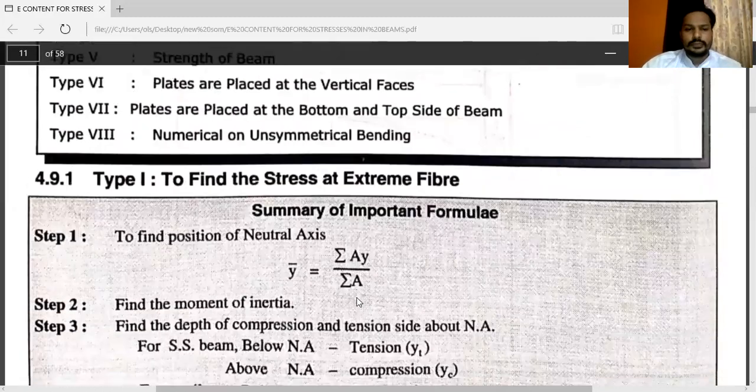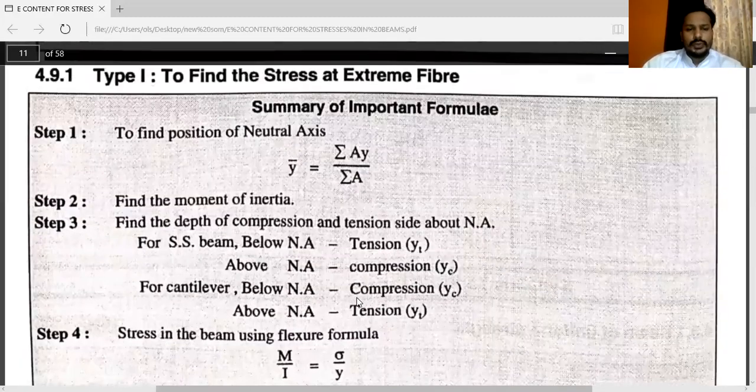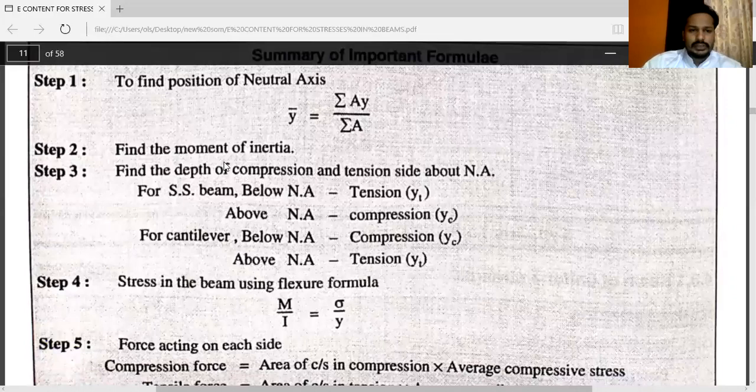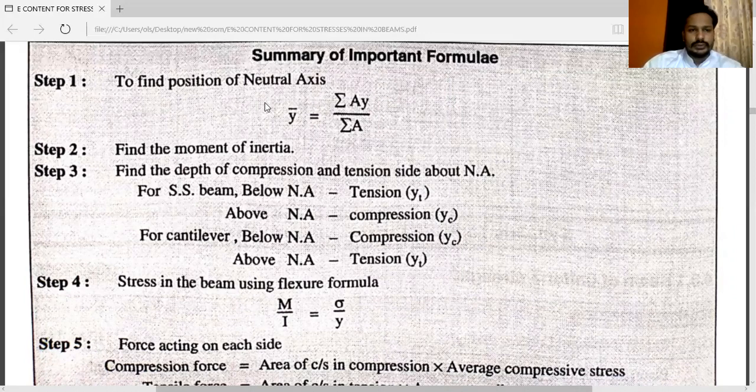See, to solve this problem, we should use different formulas. You can see the summary of important formulas. Already I explained all the things in the theory part. To find the position of neutral axis, you can see this is the y bar. Y bar is equal to summation of A into Y upon summation of area. Next, step 2 is to find the moment of inertia.